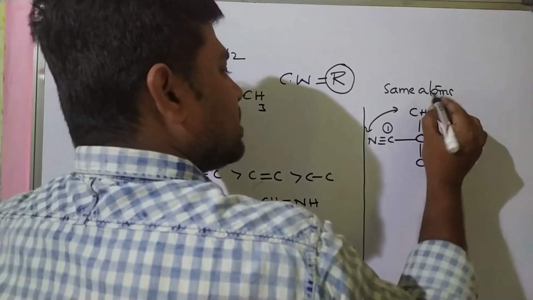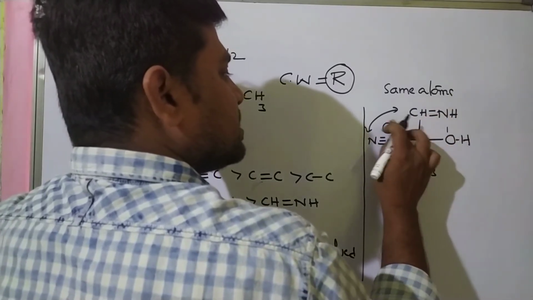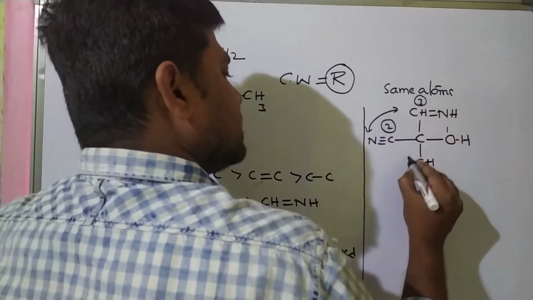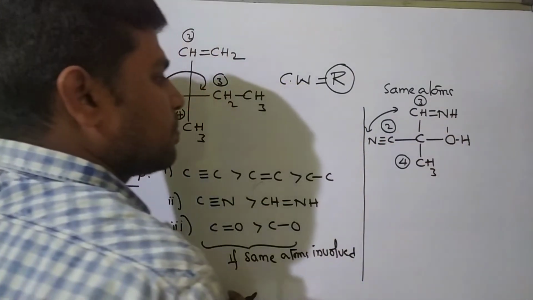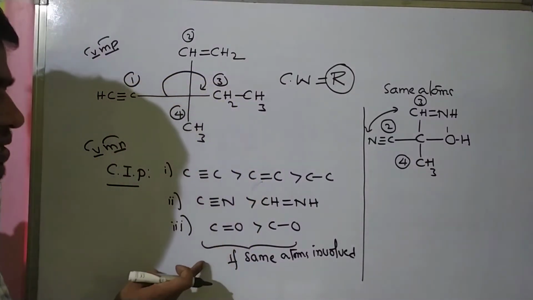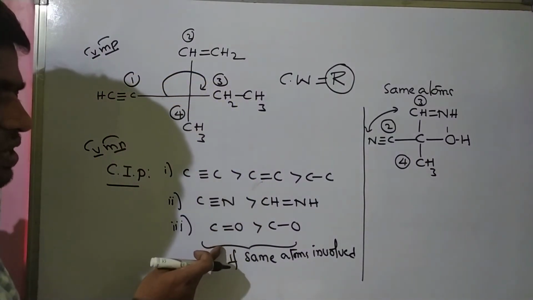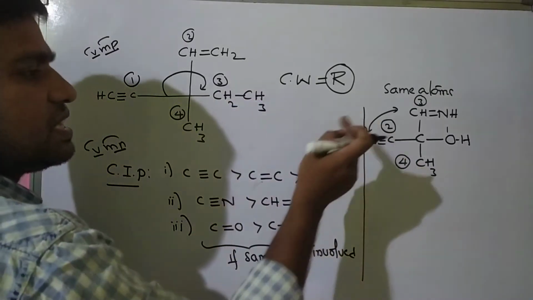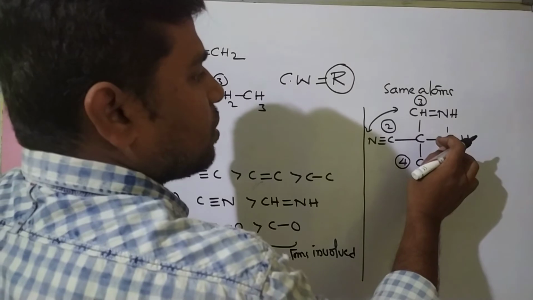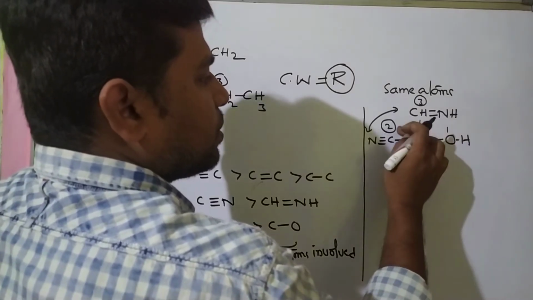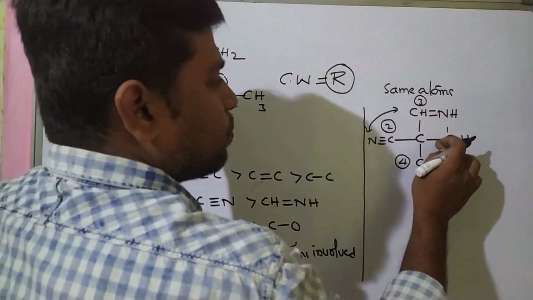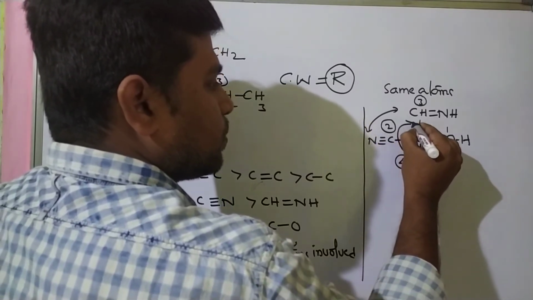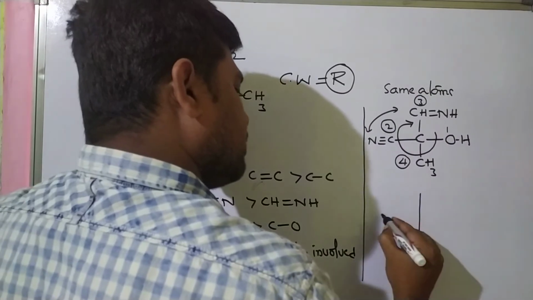Here this is first. So this is the second priority. This is the third one. This is the fourth one. Okay, students? Please come to this. If the same atoms are involved, triple bond is greater than double bond. So in this case, now the rotation is 1, 2, 1, 2. Here like this, across 4. 1, 2, 4. See, students, so don't get confused.